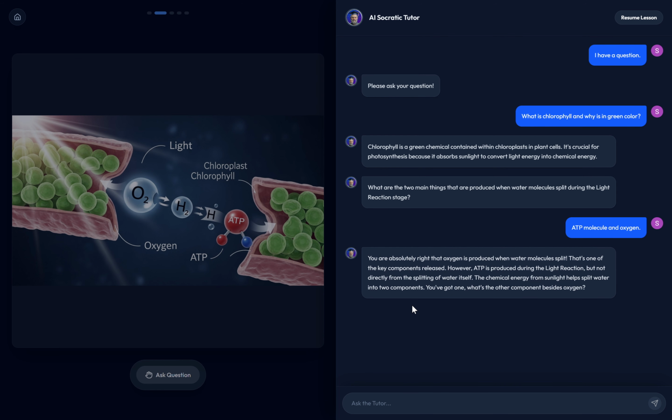You are absolutely right that oxygen is produced when water molecules split. That's one of the key components released. However, ATP is produced during the light reaction, but not directly from the splitting of water itself. The chemical energy from sunlight helps split water into two components. You've got one. What's the other component besides oxygen?